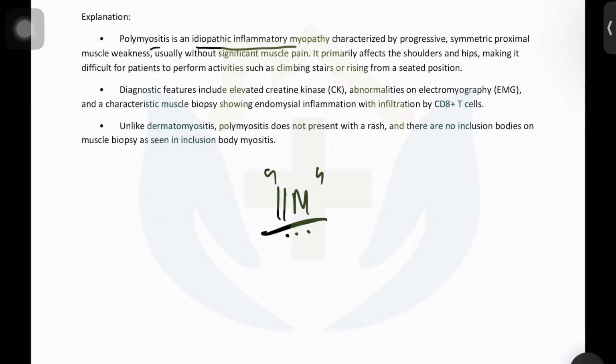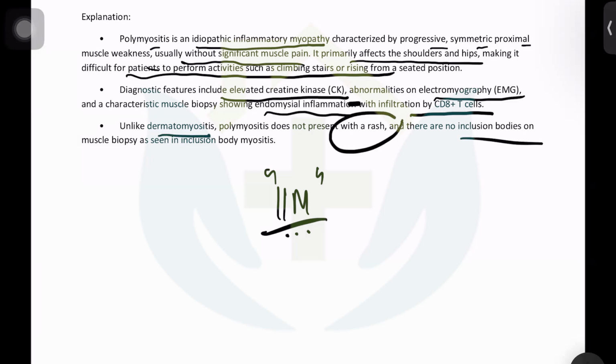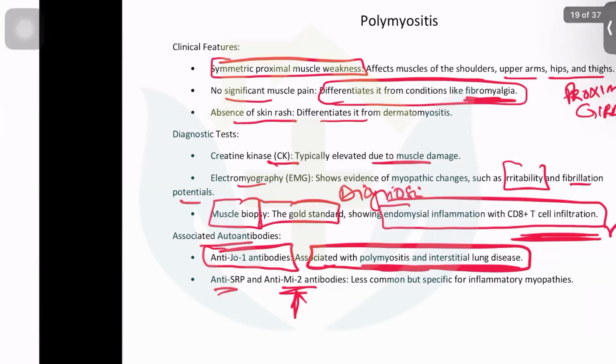Idiopathic inflammatory myopathy: progressive symmetrical proximal weakness, usually without pain, primarily affecting the shoulders and hips, making it difficult for the patient to perform daily activities. Diagnostic features include elevated CK, abnormality on EMG, and endomysial inflammation with infiltration by CD8 cells. Unlike dermatomyositis, there is no rash, and no inclusion bodies are seen as in inclusion body myositis.